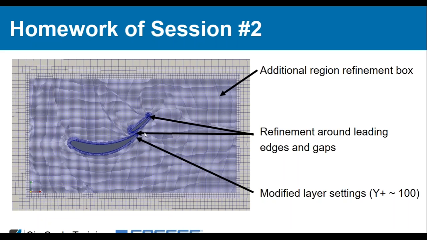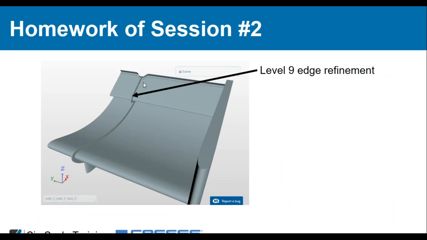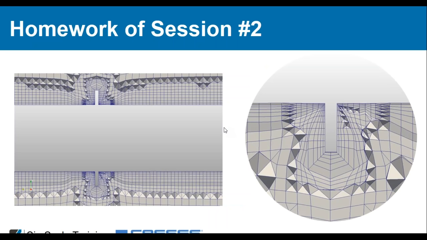We also modified the layers, making them thinner so that we achieved a Y plus average on the surface of around 100. We also made one small change: we increased the edge refinement level to 9, and this solved, by the way, all the issues we had with geometrical capturing. This is something you can easily do for your homework too, but it's not mandatory from our side.